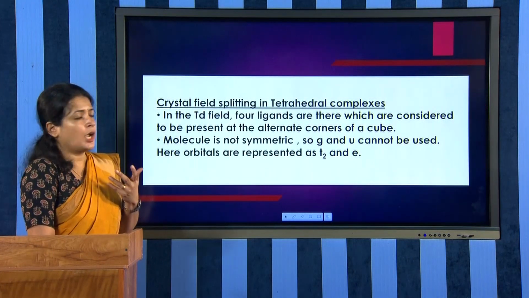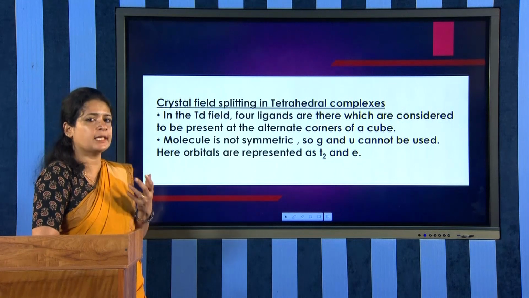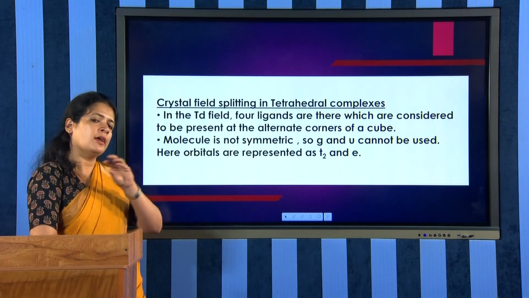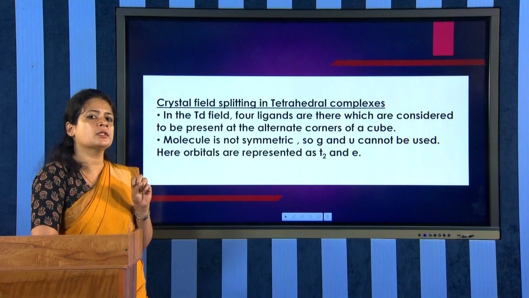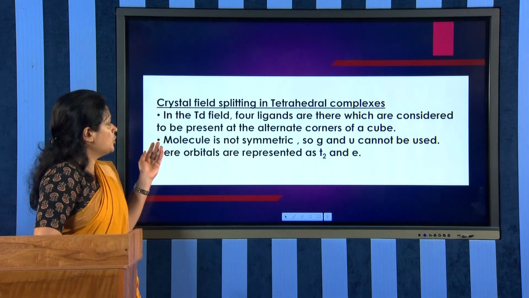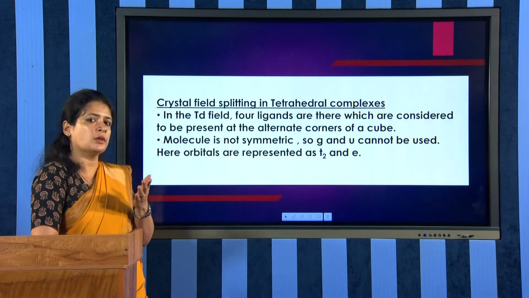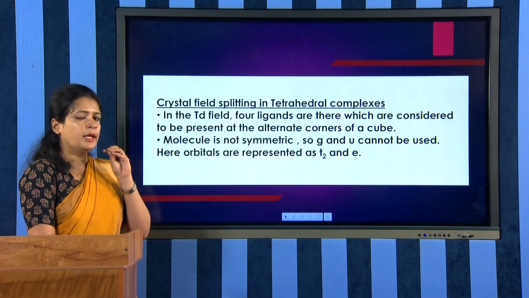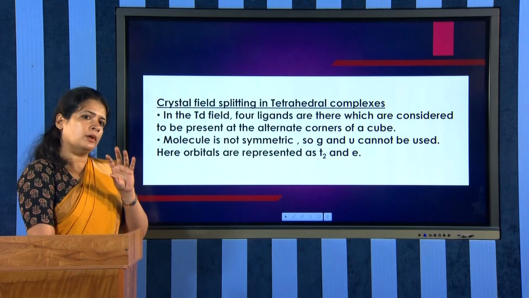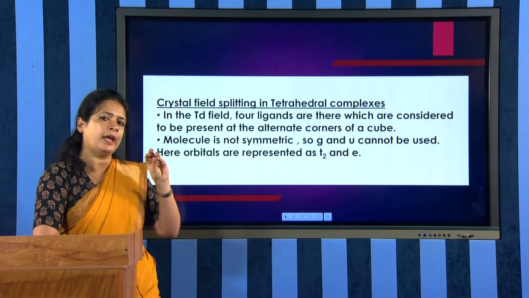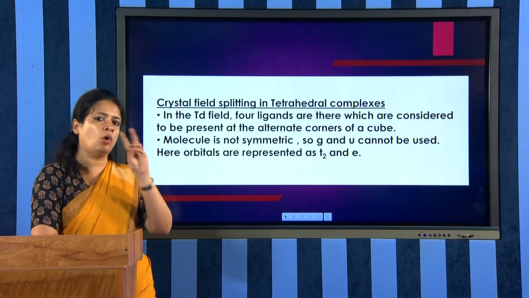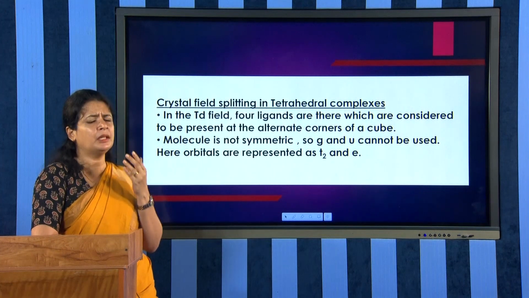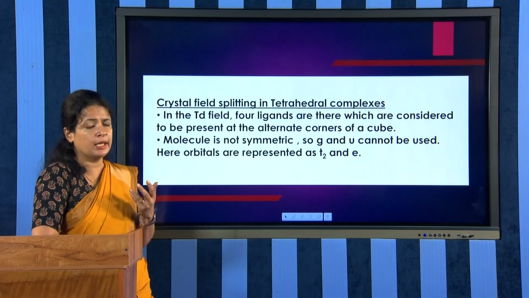In the tetrahedral complexes, 4 ligands are there. We have 4 ligands which are arranged at the 4 corners of a cube. So, they are considered to be present in the alternate corners of a cube. And the molecule here is not symmetric. See, in a cube, we have 4 ligands arranged at the alternate corners, and the molecule is not at all symmetric.